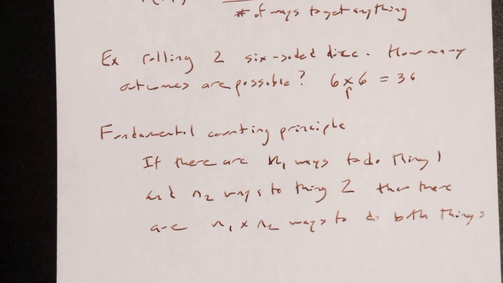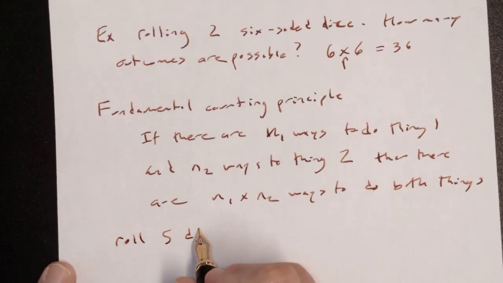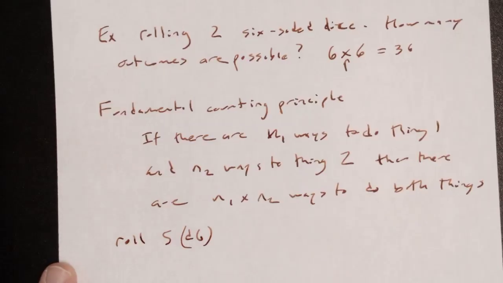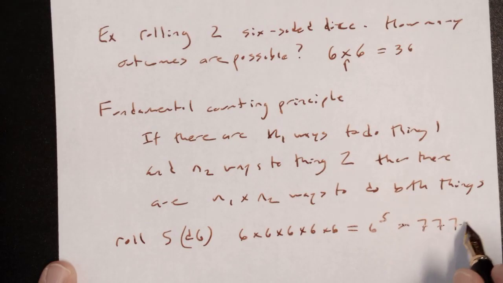Anybody play Yahtzee? No? There are 5 dice. How many possible outcomes are there if I roll 5 dice? A bunch. Grab your calculators. If I roll 5 dice, it's going to be 6 times 6 times 6 times 6 times 6, or 6 to the 5th power, which is big. 7,776.